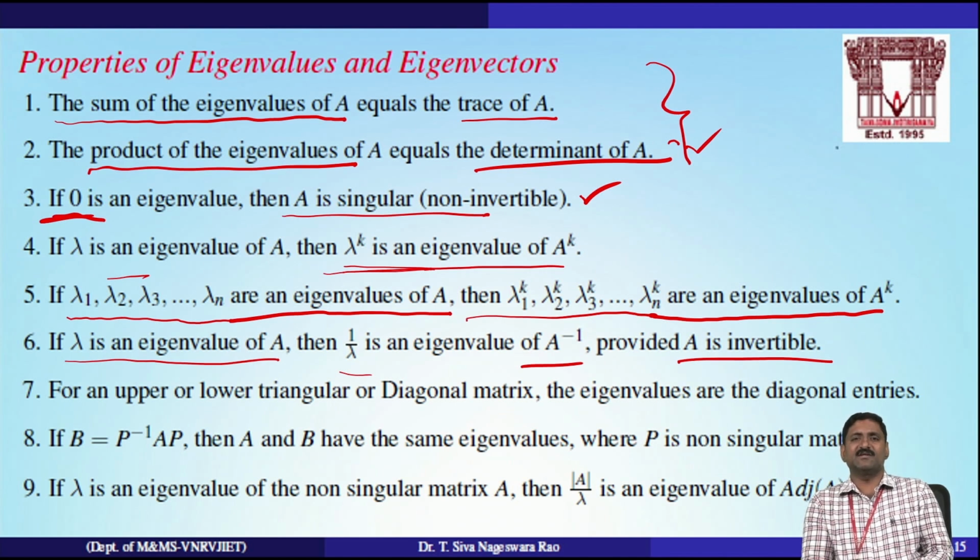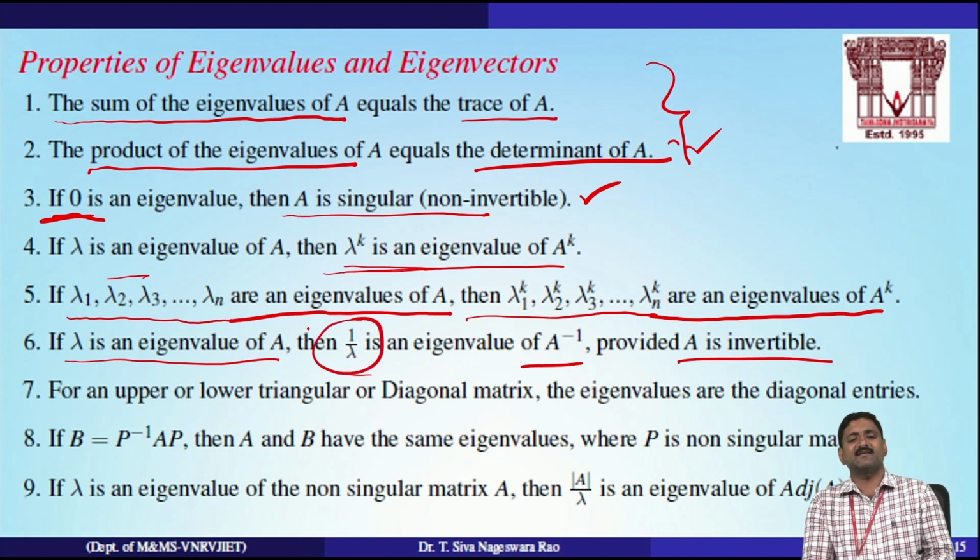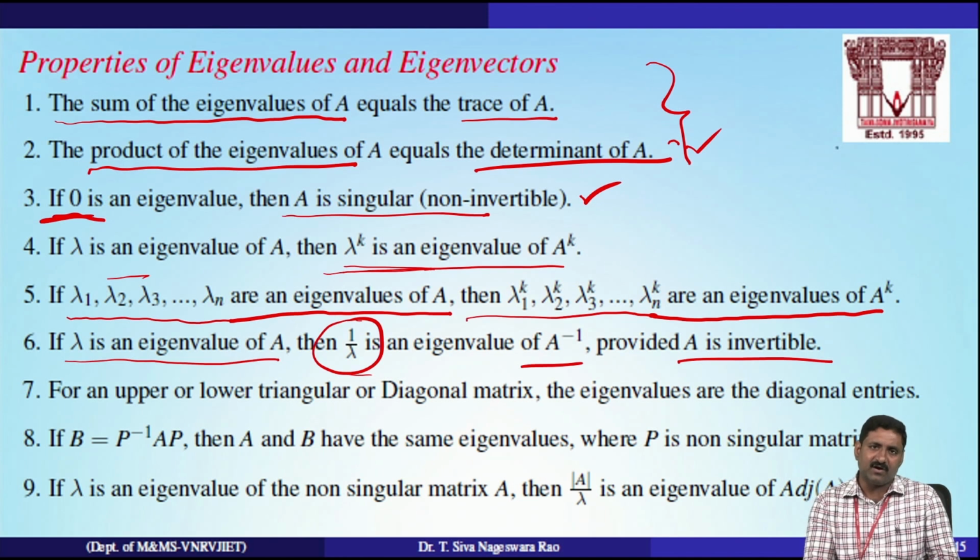Det A not equal to 0 means none of the eigenvalues is 0. So we can talk about its reciprocal. Hence, we talk about its reciprocal as 1 by lambda. So if lambda is an eigenvalue of capital A, then its reciprocal is an eigenvalue of A inverse, provided A inverse exists. Now this is the next property.